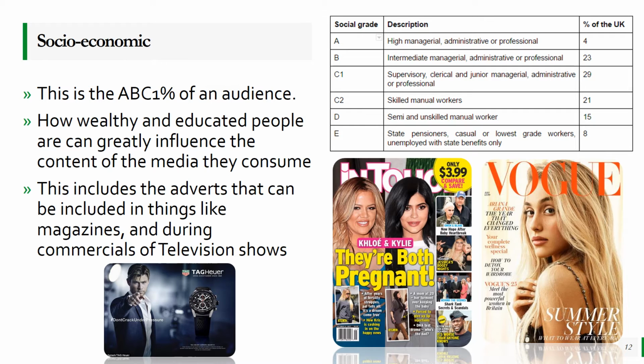So if you produce a product like Vogue magazine, for example, and you know what your audience is, there's no point in advertising products like a TAG watch in In Touch or Gossip magazine, because the people reading it can't afford it. Whereas if you put it into Vogue, some of the readers will have the money to buy it.